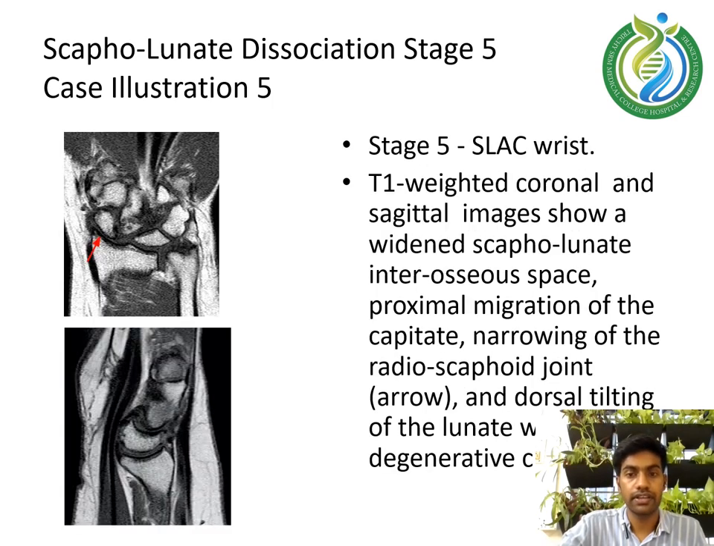Case illustration 5, which is a stage 5, which is a SLAC wrist, which is shown in T1 weighted coronal and sagittal images of MRI. Widened scapholunate interosseous space is seen with proximal migration of the capitate, narrowing of the radioscaphoid space, which is shown by the arrow, dorsal tilting of the lunate, and degenerative changes are seen.